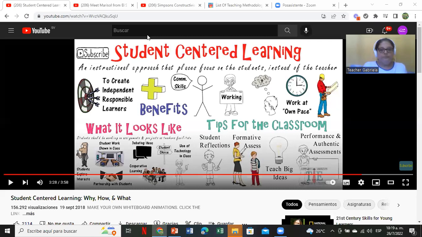Okay, so be careful with the detail because cooperative learning is another one. Cooperative learning is totally different, because student-centered learning is when your students work alone. This is just one of the benefits. But cooperative learning is completely different, because cooperative is when you teach your students working in groups. Okay, but detail.